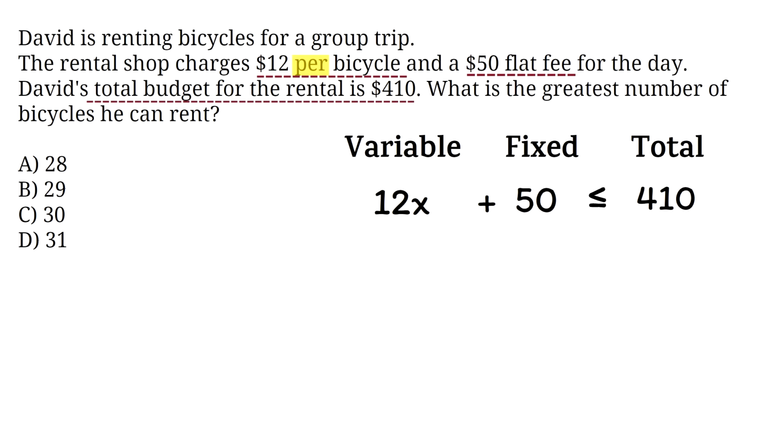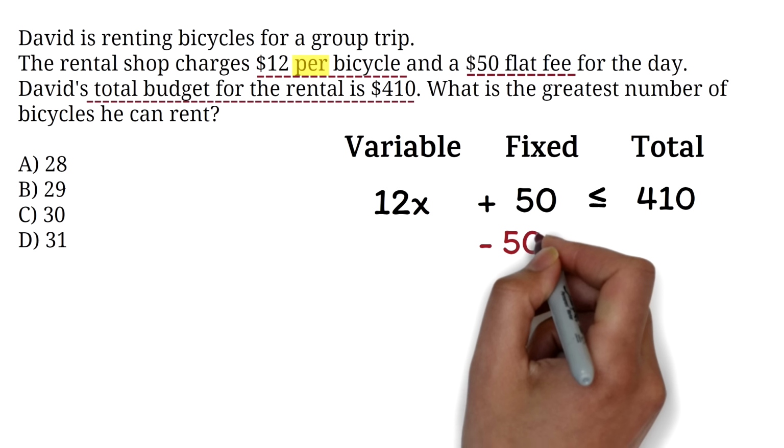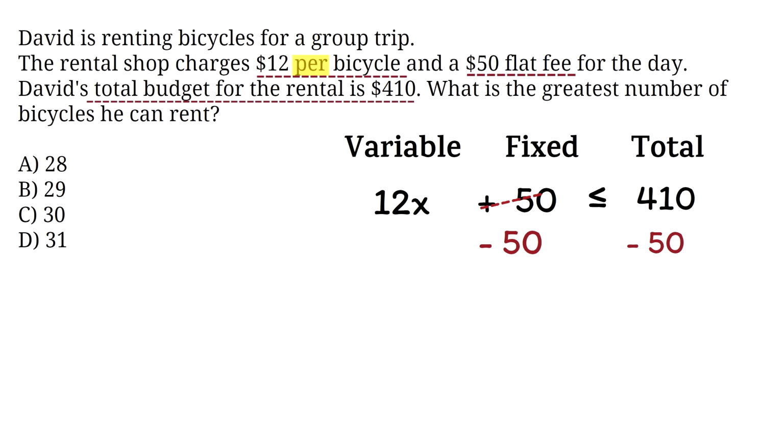He will not be able to pay for anything beyond $410. Now that we have our setup, let's solve it. Subtract 50 from both sides. The 50 will cancel out. 410 minus 50 is 360.